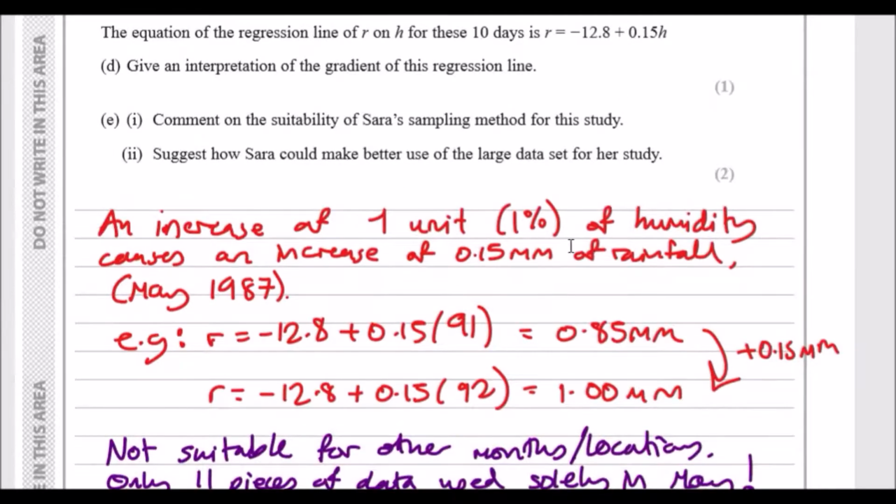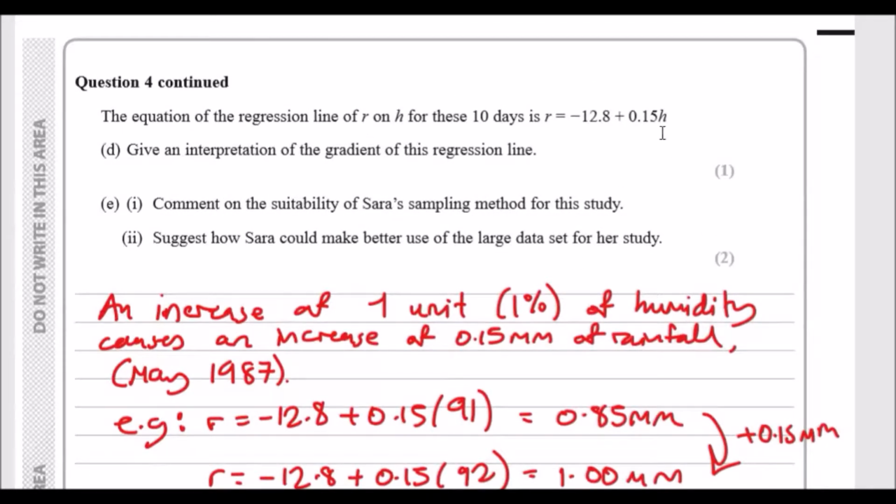So I put the answer already here, but just to understand, we're talking about this figure here. We can see that the gradient is 0.15. So what we have to understand is that for every unit of H, you get an additional 0.15 millimeters of rainfall. That's what you have to understand. Every time you increase this value H, the total rainfall will also increase.